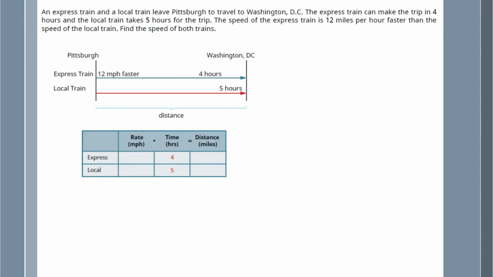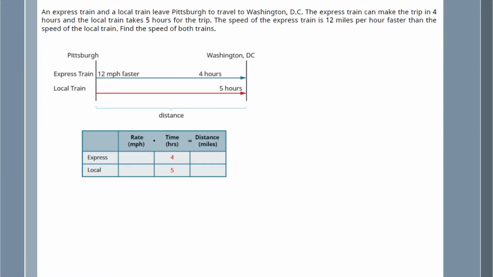So first of all, you're going to see the diagram here. We have everything spelled out. We've got the local train here in red, traveling for 5 hours. We don't know the distance, so we're just going to leave that as distance for now. And then the express train, 12 miles an hour faster than the local train, and it's only traveling for 4 hours. So I've went ahead and put that information into the chart. Time, 4 hours for the express, 5 hours for the local. And we're going to try to fill in the rates for each one of those, and then we're going to talk about this column over here, the distance, as we go.